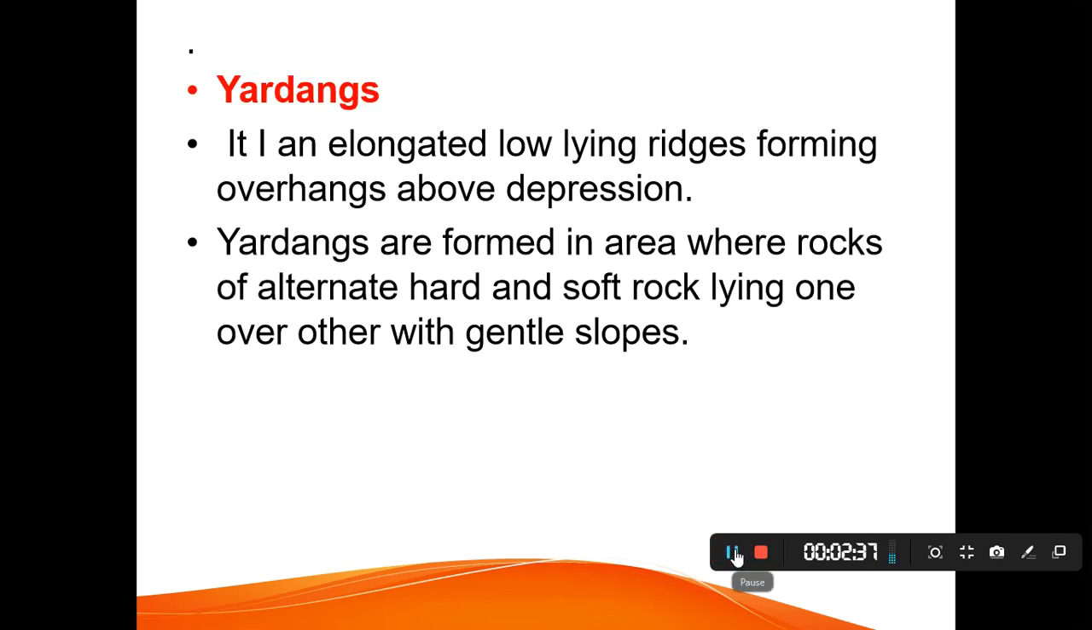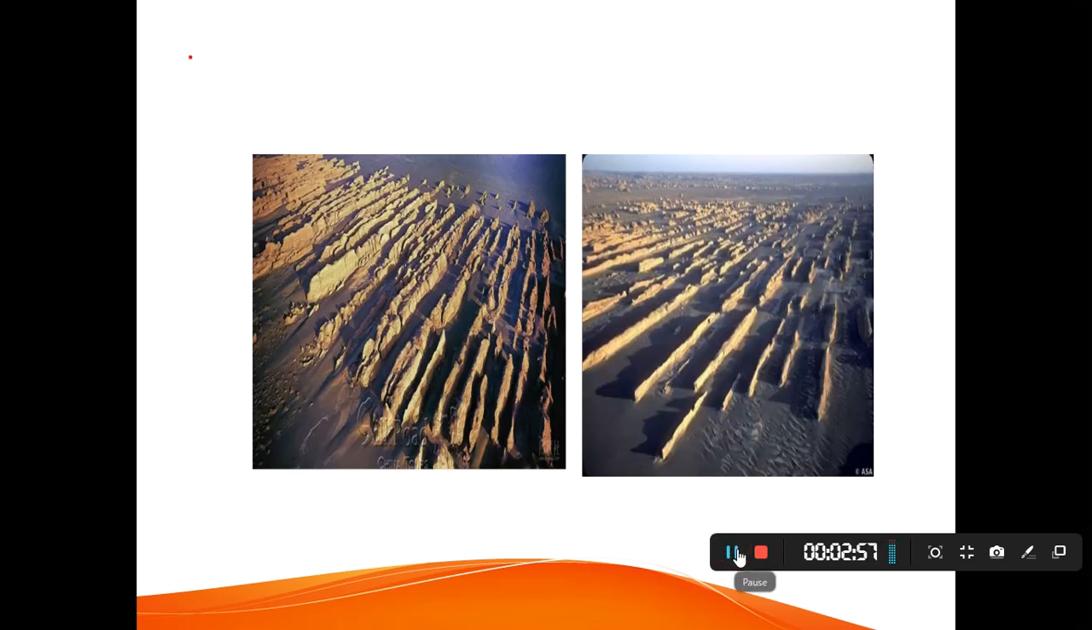Yardangs. These are elongated low-lying ridges forming overhangs above depressions. Yardangs are formed in areas where rocks of alternate hard and soft layers lie one over the other with gentle slopes. These are the images of yardangs.